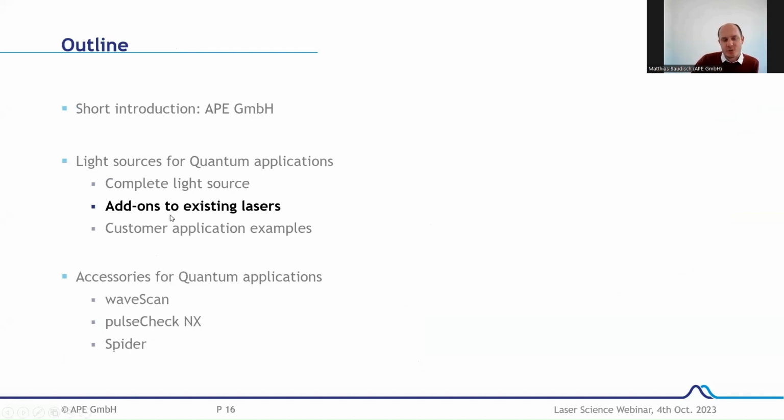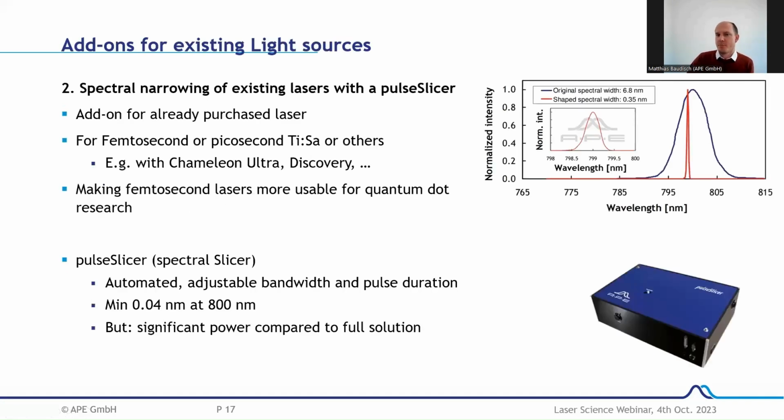So now let's talk about something which may also be quite interesting: what happens if you already have a laser in the lab, which is maybe not as well suited to excite quantum dot structures? Can you put some device behind it to make it accessible for quantum dot excitation, without having the need to buy a new laser? And there we offer different possibilities.